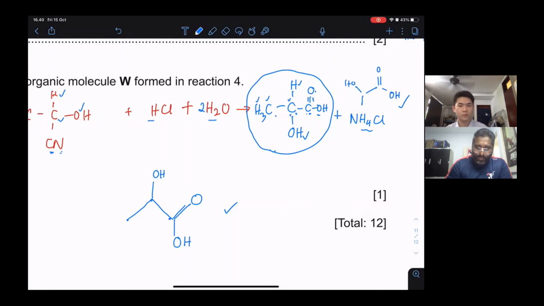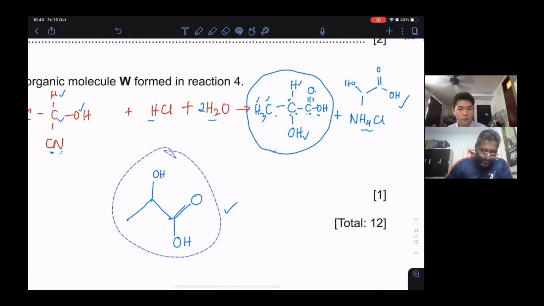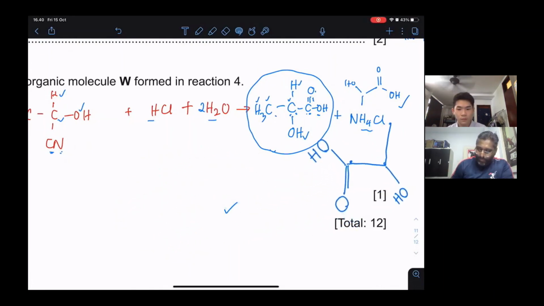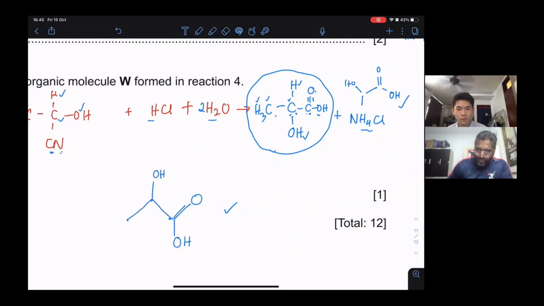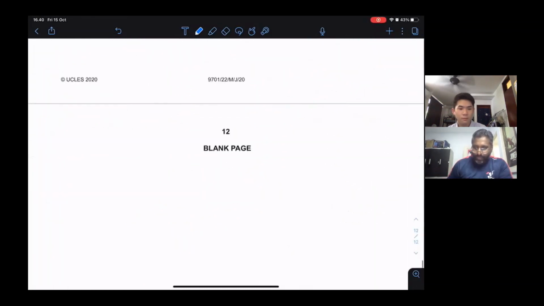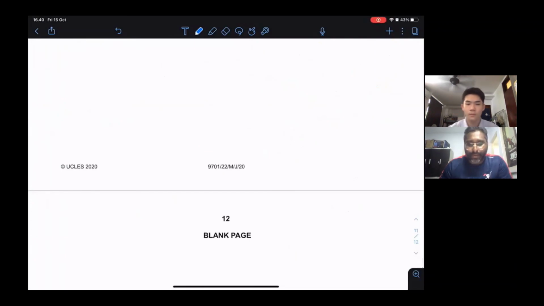Basically, you can turn it around. Flip it, and I think it's still going to be the same answer. This is going to be the answer given in the marking key. So any question over here? Okay, so this one is done. I will stop recording.